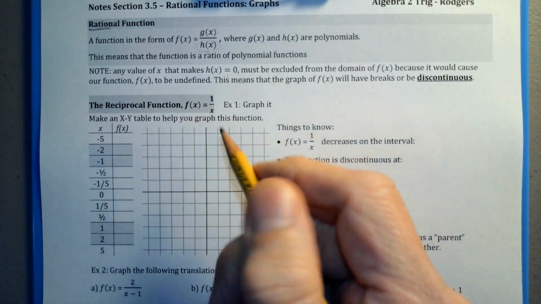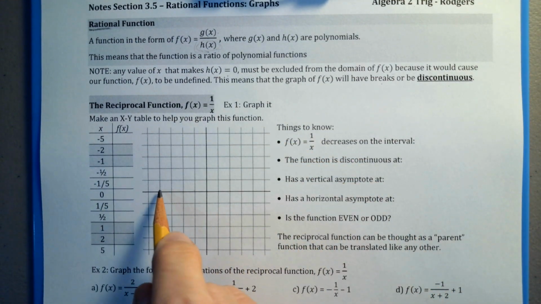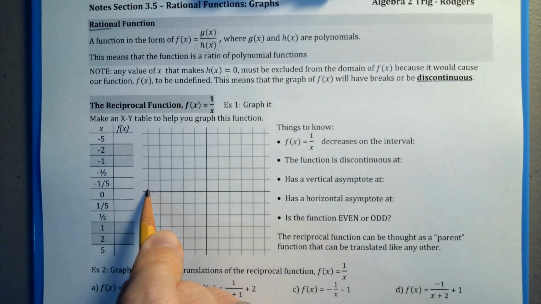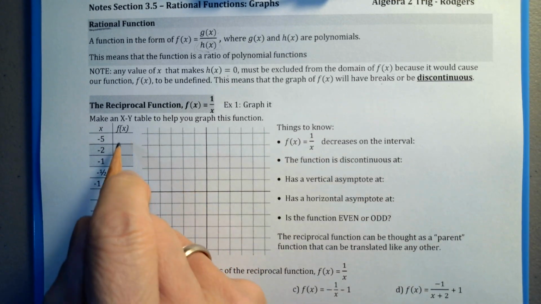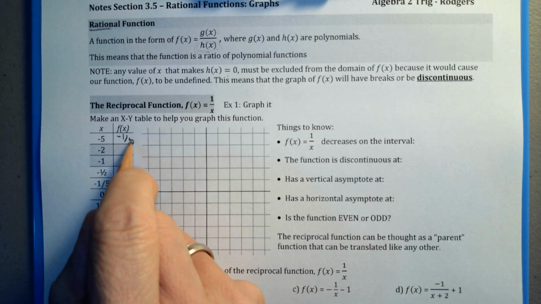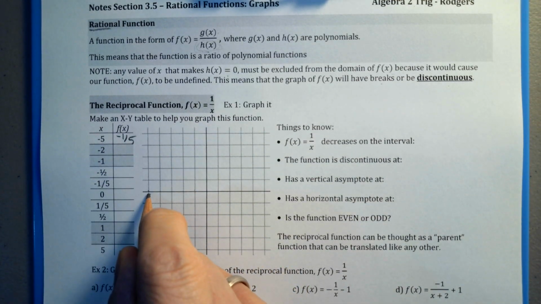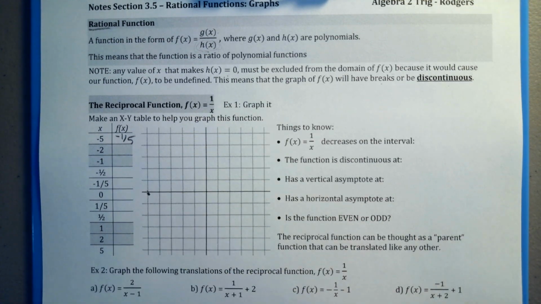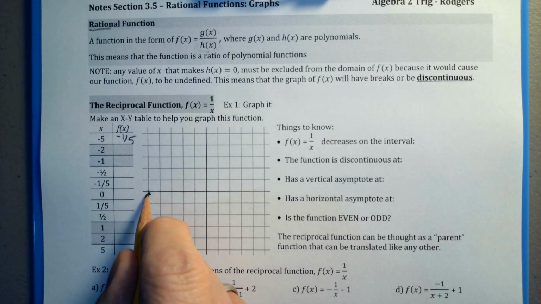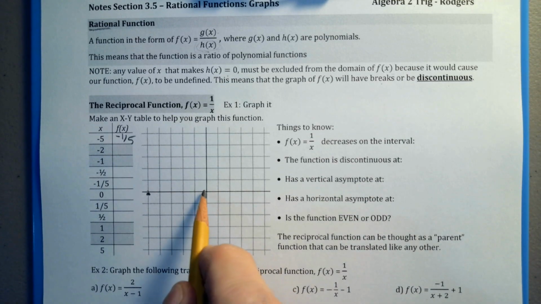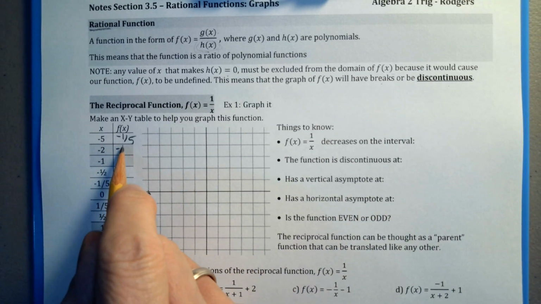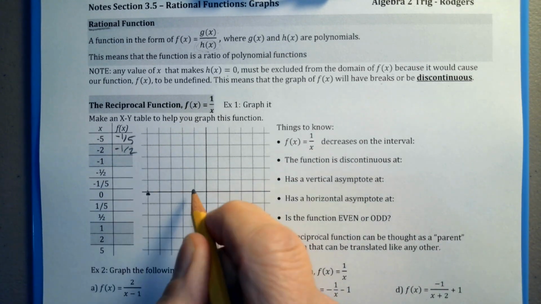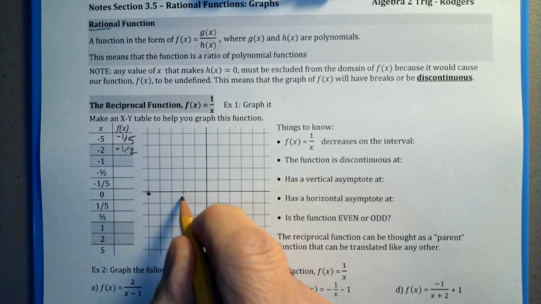So we put in negative 5, so it'd be 1, 2, 3, 4, 5. So a negative 5 value. What will the y value be? It'll be negative 1 over 5, so negative 1/5. All right, so that'll be, let's say, about here. Okay, and then negative 2, so that's here. Negative 2, that will be negative 1/2. And so negative 2, negative 1/2, that'll be about here.